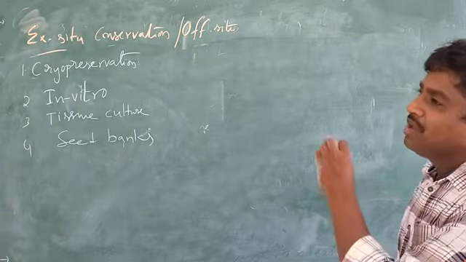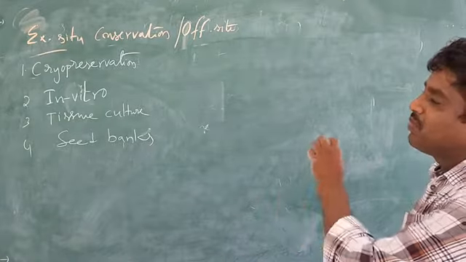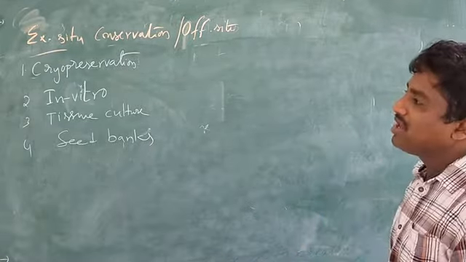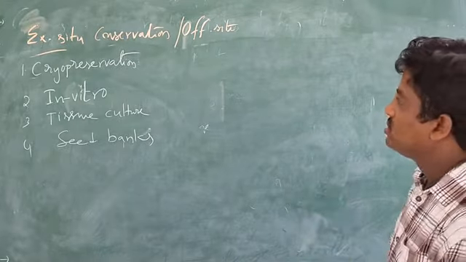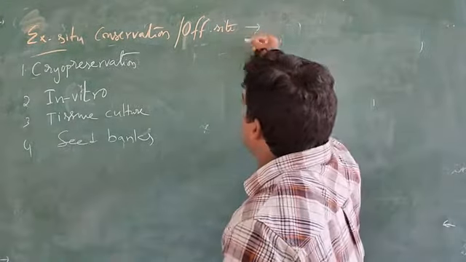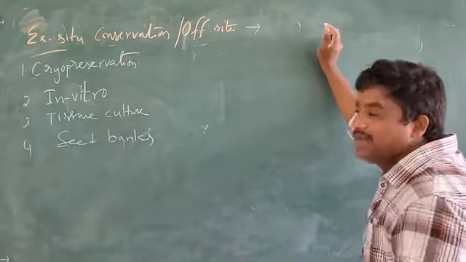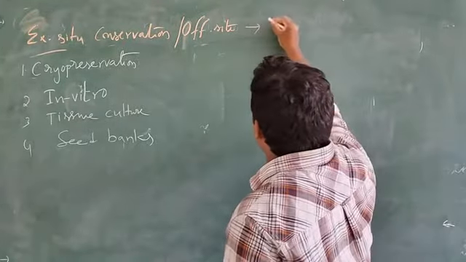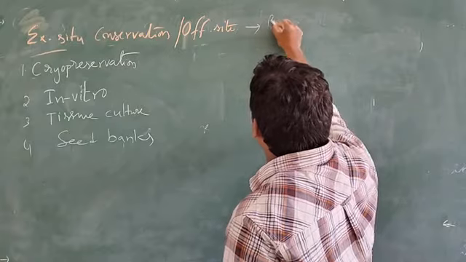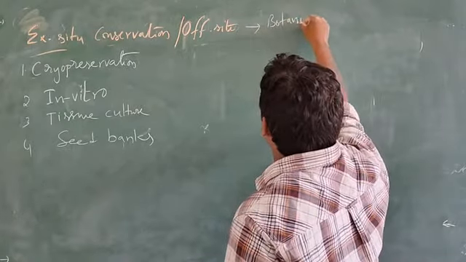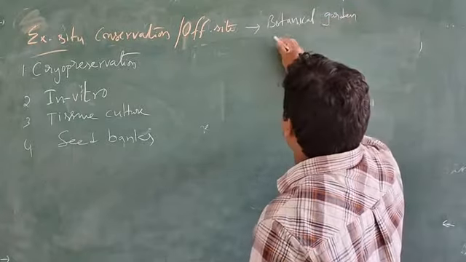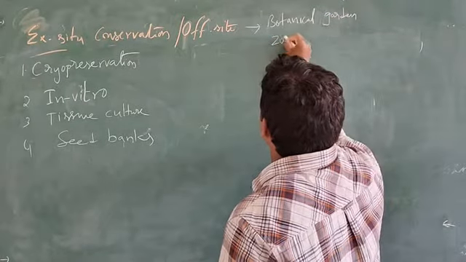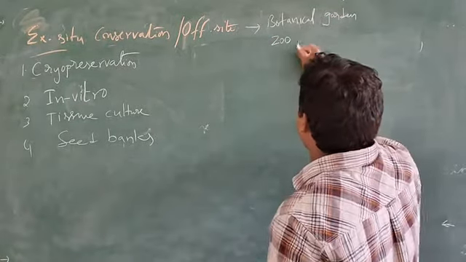The plant and animal species are taken from their natural habitat, and we provide special care and protection. So these four methods provide ex situ conservation. Examples here are botanical gardens, zoos, and also wildlife safaris.